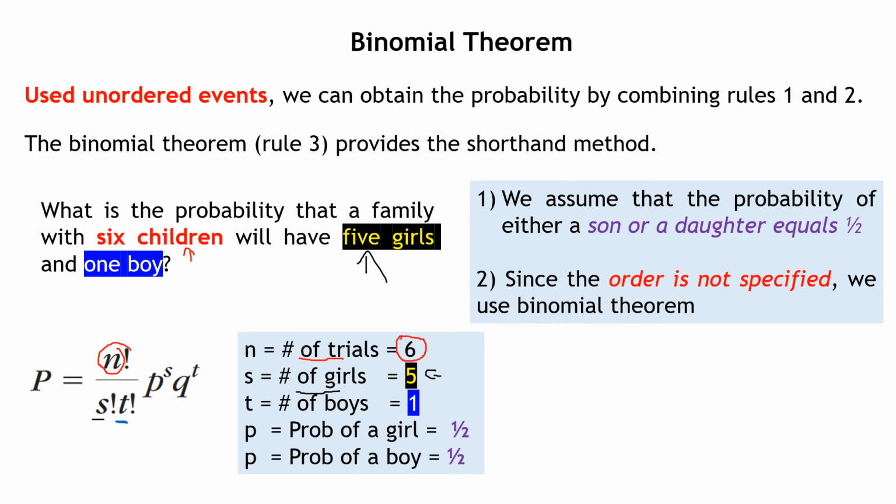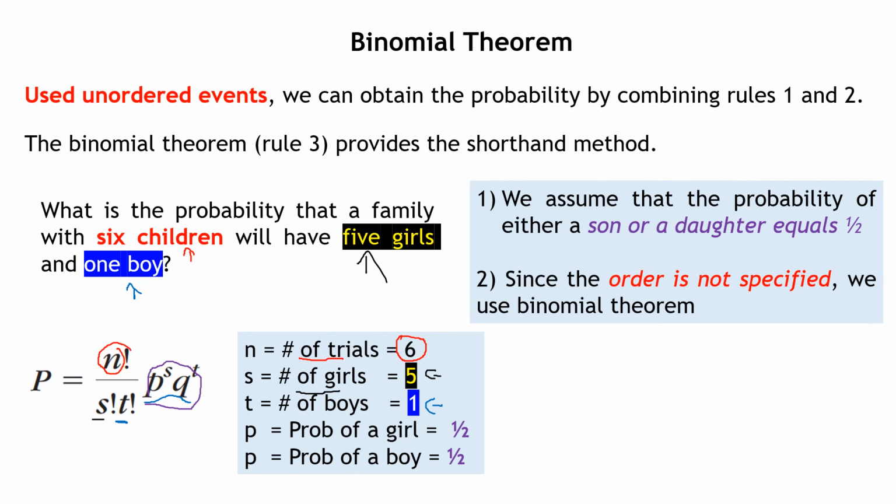And t is the number of boys. So they told you 1 boy, so this is why we put 1 boy here. And later they ask you for this probability of a boy or probability of a girl. In this case, it's very similar. So let me put it in purple. In some cases it could be different.